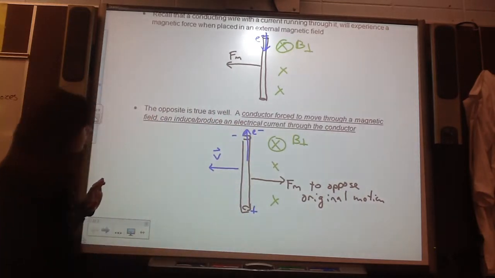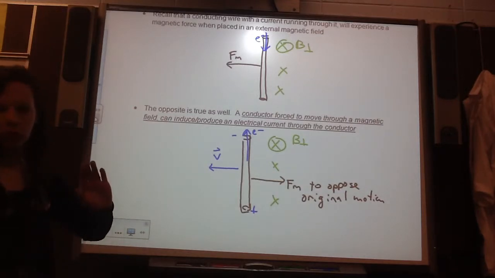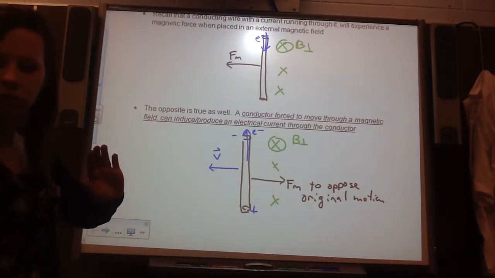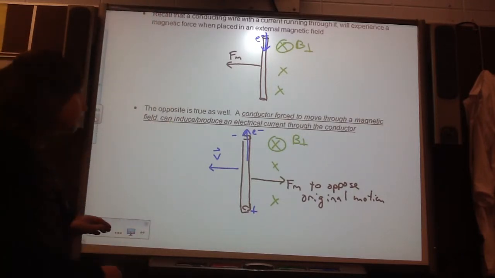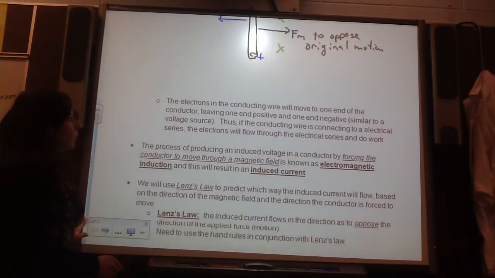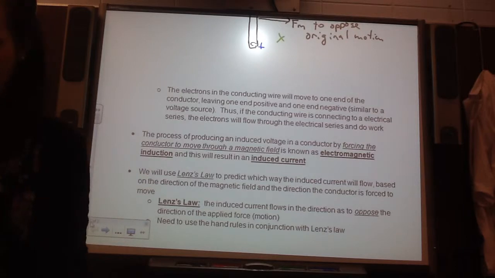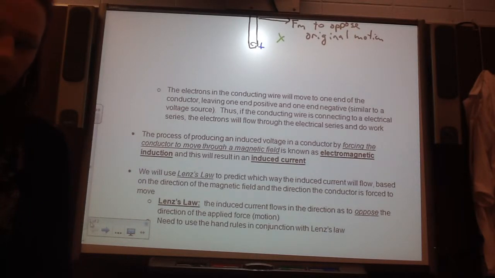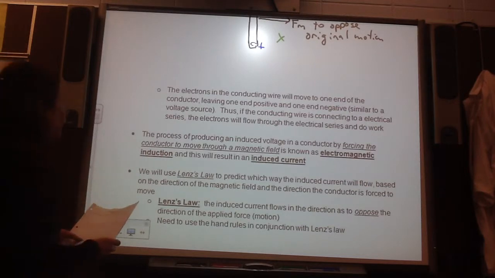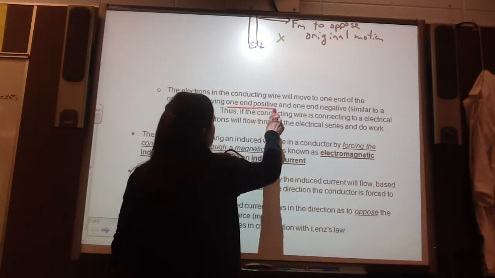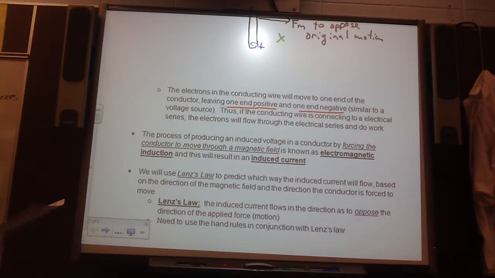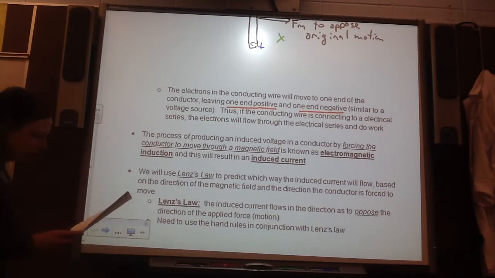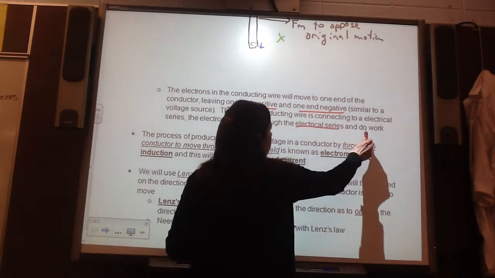The electrons go towards the negative? Yeah, they're flowing away from the negative into the positive. So the electrons in the conducting wire will move to one end of the conductor, leaving one end positive and one end negative, similar to a voltage source. Thus, if the conducting wire is connected to an electrical circuit, the electrons will flow through the circuit and do work.